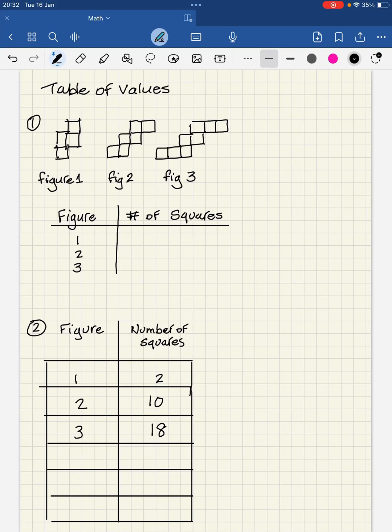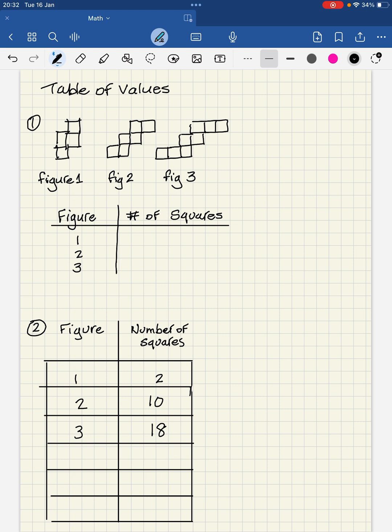Okay, we're looking at the PA6-5, table of values, page 12. If we look at this, we've been looking at patterns, and now we're going to be looking at tables of values. So in this first one, it says that Cody creates an increasing pattern.